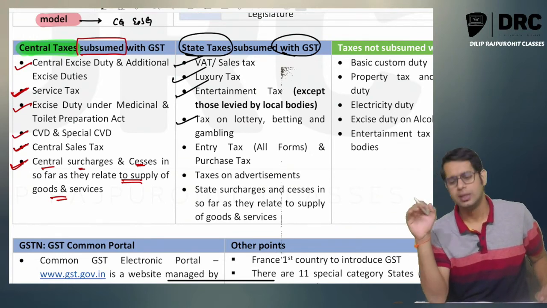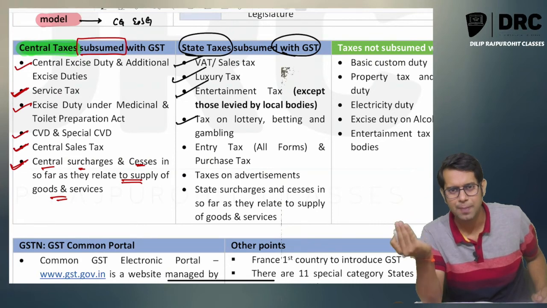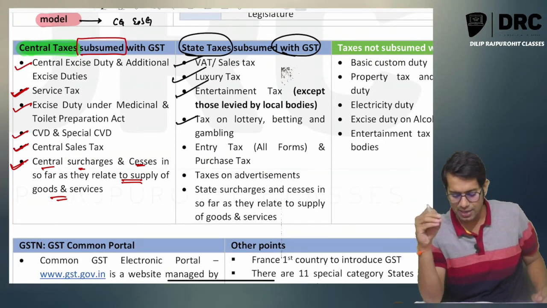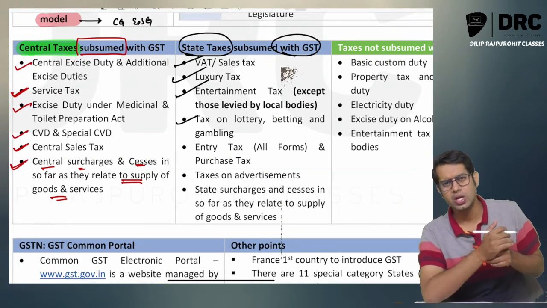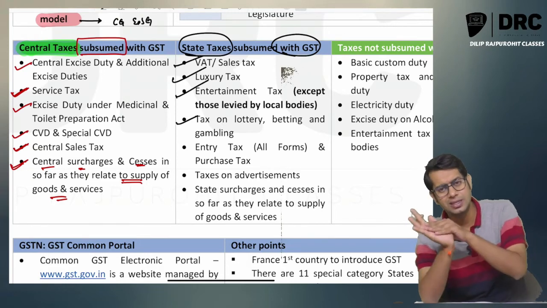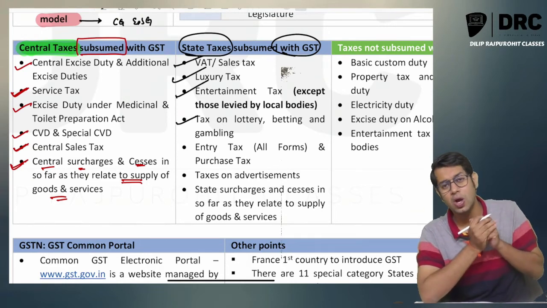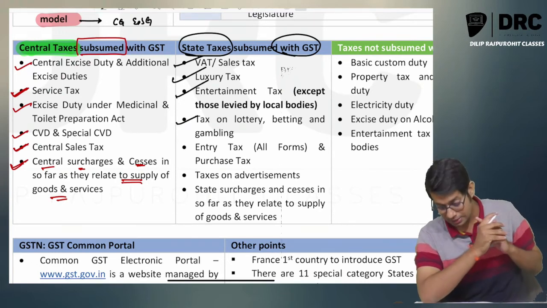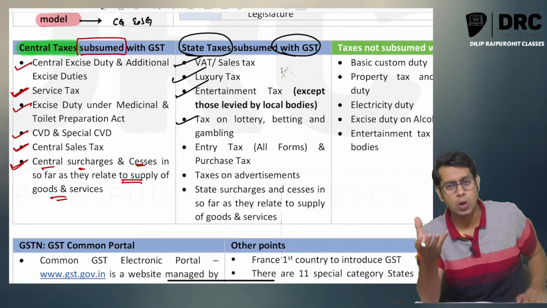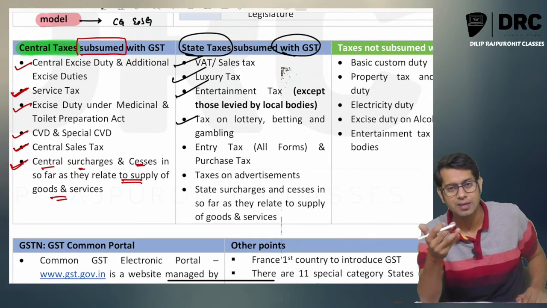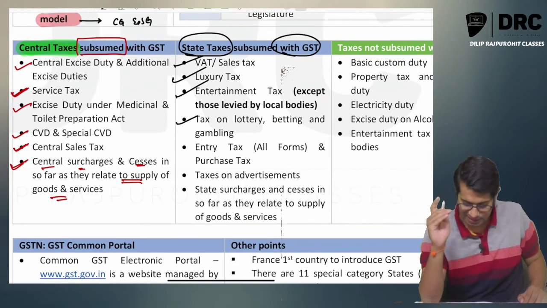Meaning, now if there is a sale which is happening, they will collect GST. If you go to a luxury restaurant, instead of luxury tax, they will collect GST. If you go to a theater and watch a movie over there, they will not collect entertainment tax, they will collect GST. If you purchase a lottery ticket, or do gambling activities, they will not collect lottery tax, etc. They will collect something called GST.